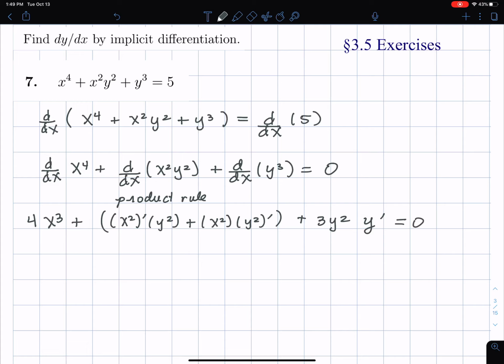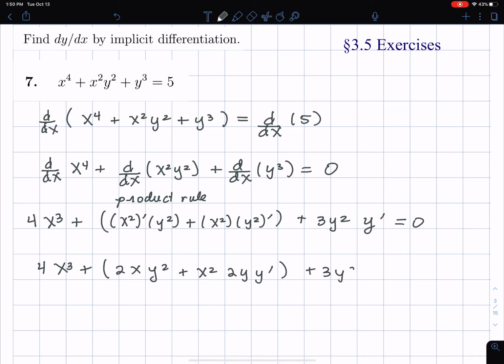Now let's work on this product rule piece some more. So for x squared, the derivative of x squared is 2x. And then for y squared, I take that derivative, but it's with respect to x. So I'm going to write 2y y prime. That's what we do with implicit differentiation. When I take the derivative with respect to x of y squared, I take the derivative of y squared, which is 2y, with respect to y, and then multiply by y prime.